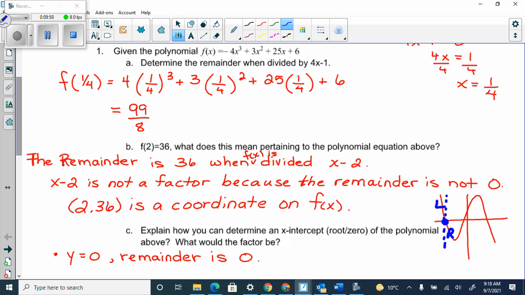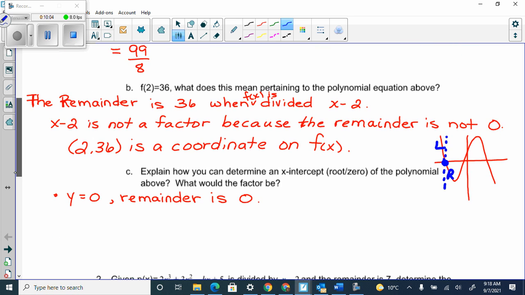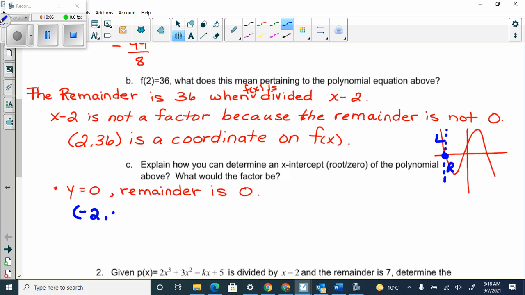Negative 2 and 0, which you could have got off your table of values. The only ones you can't get off your table of values are decimals, correct? But that's fine. So we have negative 2, 0 as one of them. Let's find the next one. So I want to find this one.